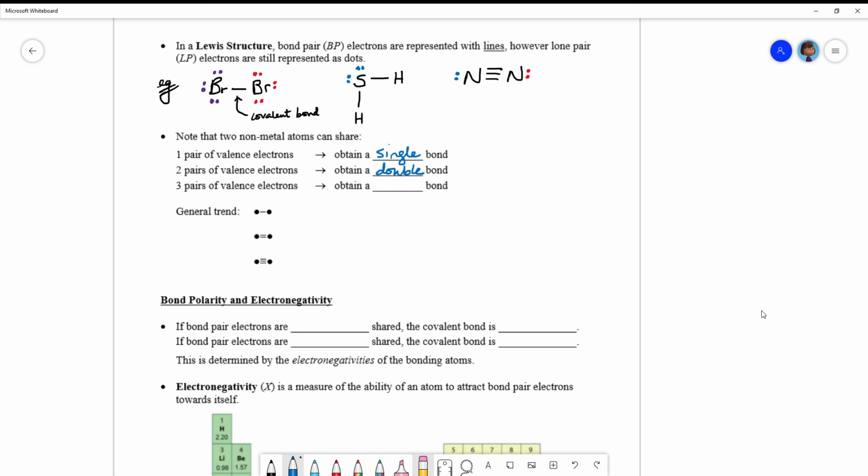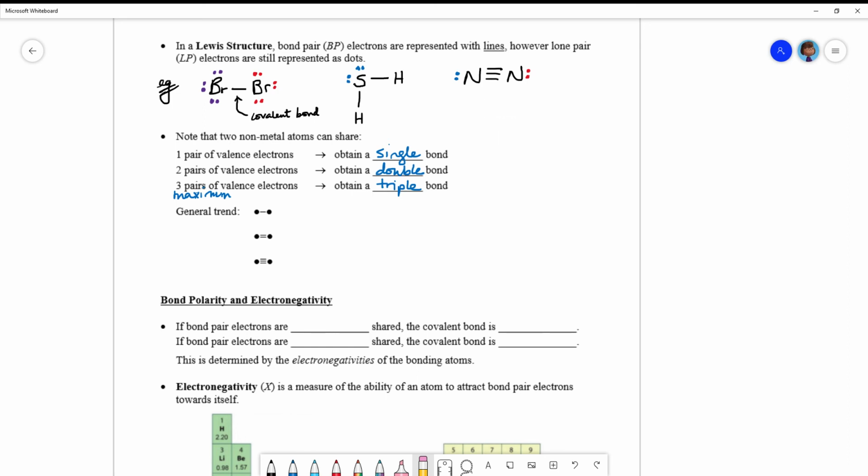As it turns out, the maximum number of pairs of valence electrons that can be shared by just two atoms is 3. So this is the maximum. We can never go above 3, and that leads to the formation of a triple bond, which is what we have over here for diatomic nitrogen.